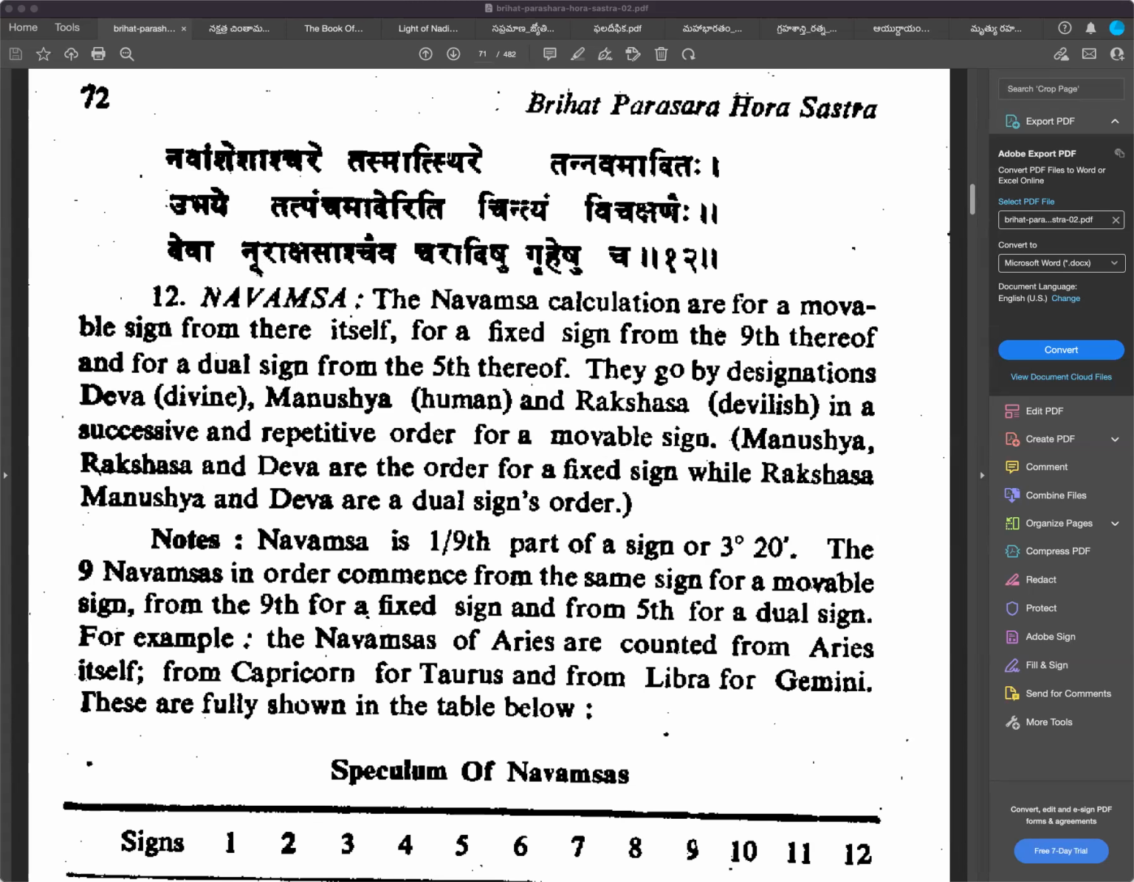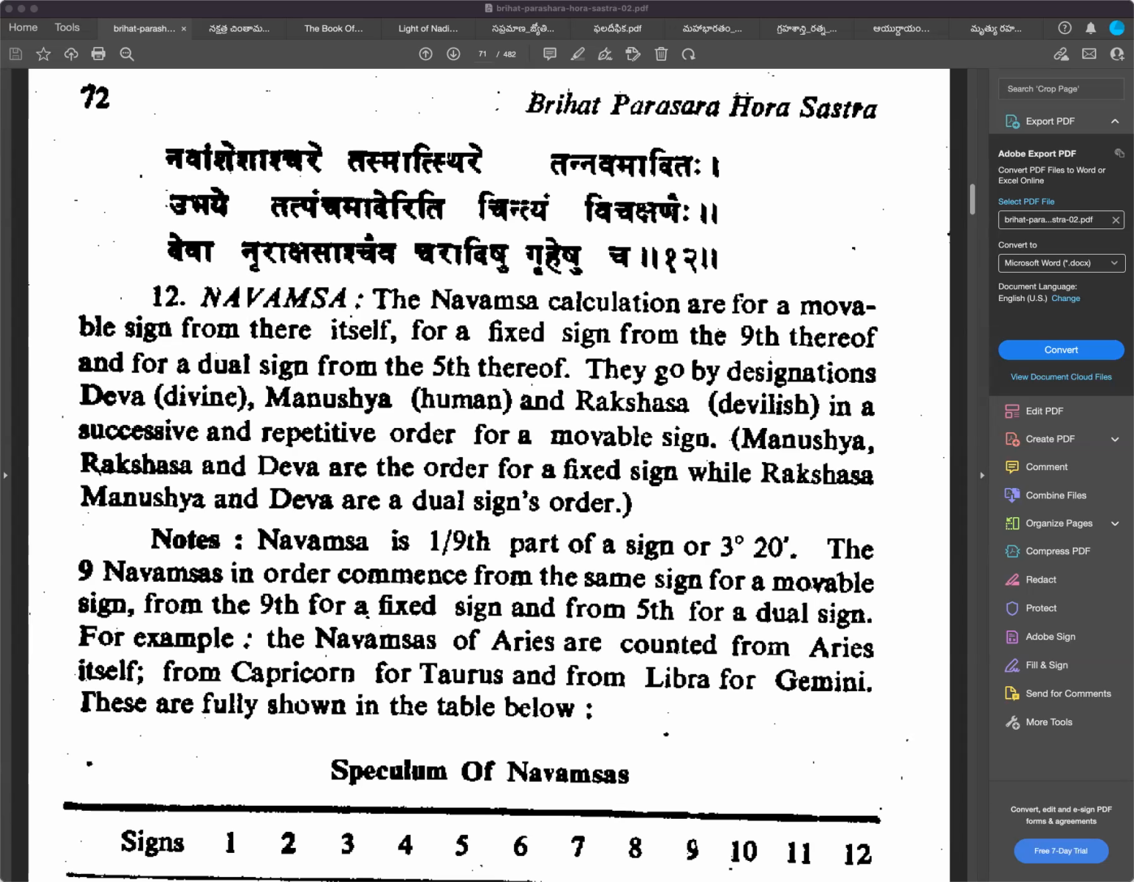Navamsha calculations are for a movable sign from there itself, for a fixed sign from the ninth thereof, for a dual sign from the fifth thereof. They go by designations Deva, Manushya, Rakshasa in successive repetitive order for a movable sign. Manushya, Rakshasa, Deva are the order for a fixed sign, while Rakshasa, Manushya, Deva are the dual sign order.